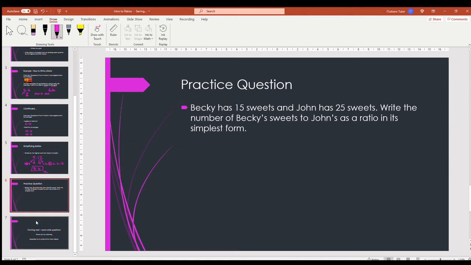Have a go at this question. Pause the video and then check your answers. Becky has 15 sweets and John has 25 sweets. Write the number of Becky's sweets to John's as a ratio in its simplest form. So this would be 15 to 25. The highest common factor is 5. Therefore, we would divide 15 by 5 and 25 by 5, which would give us 3 to 5.